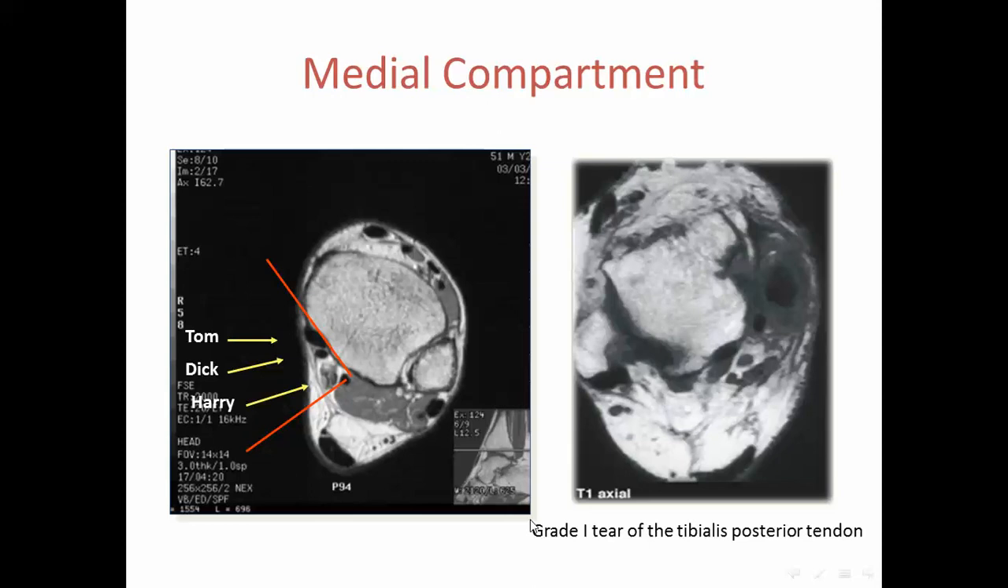Now, finishing the posterior, we'll go to the medial compartment. We have the famous tibialis posterior tendon, digitorum, and hallucis muscle. In grade 1 tibialis posterior tendon, we will find that the tendon is, as before, swollen with edema around.